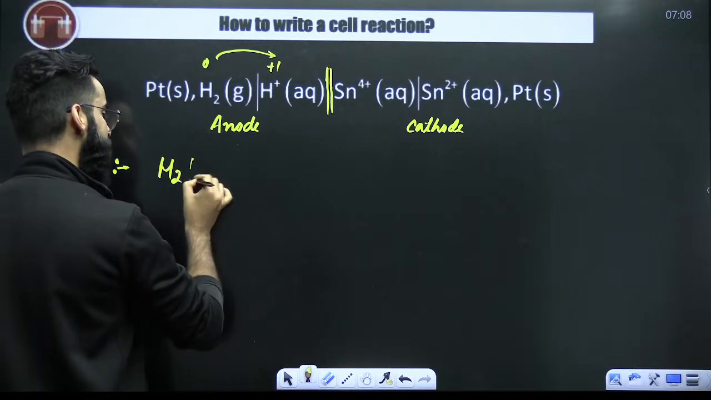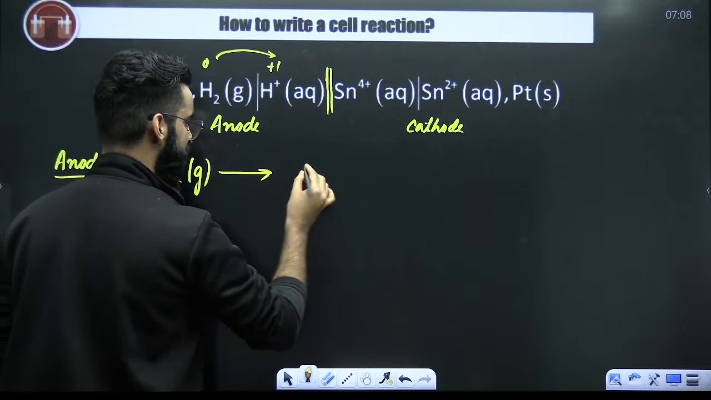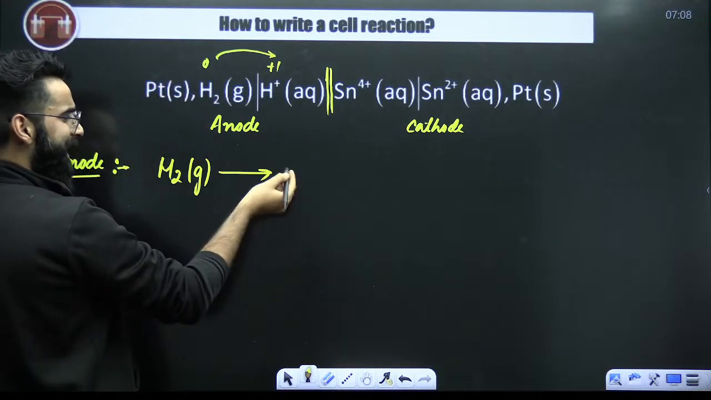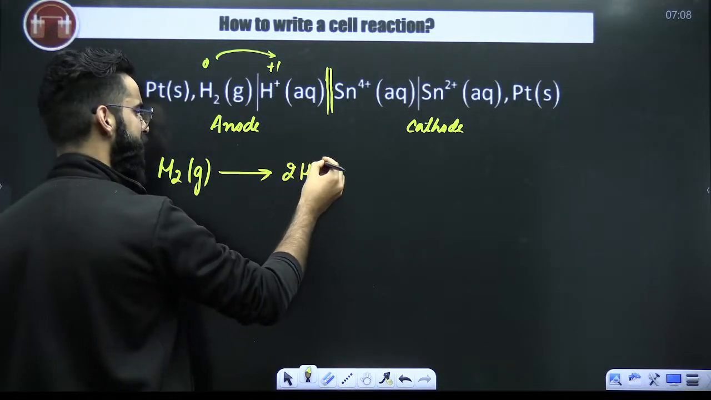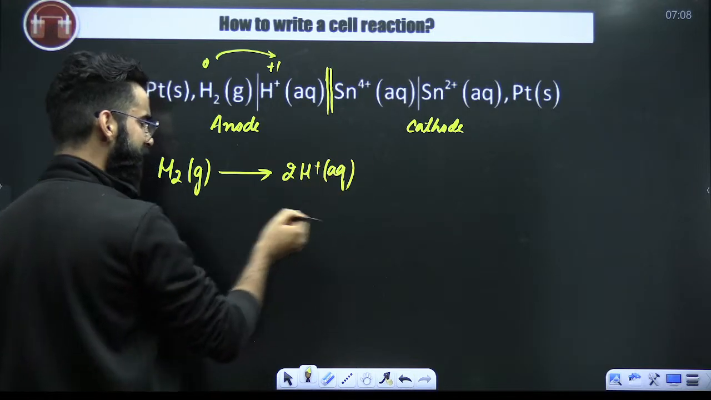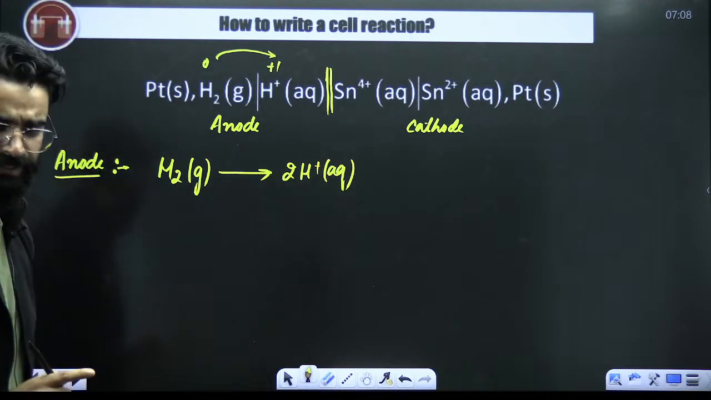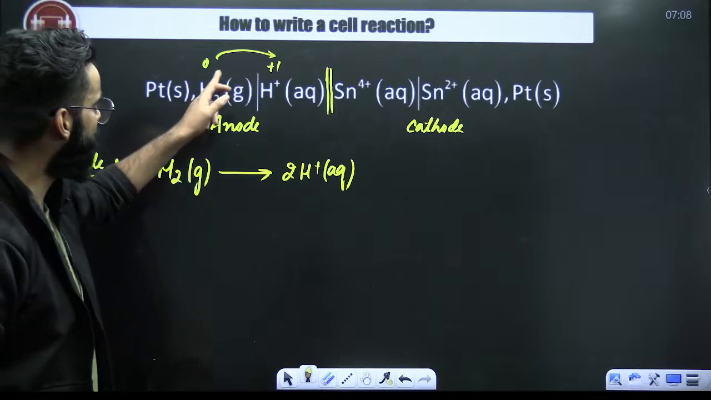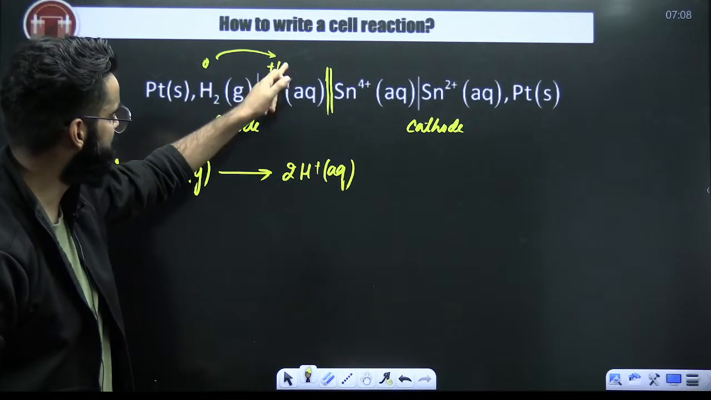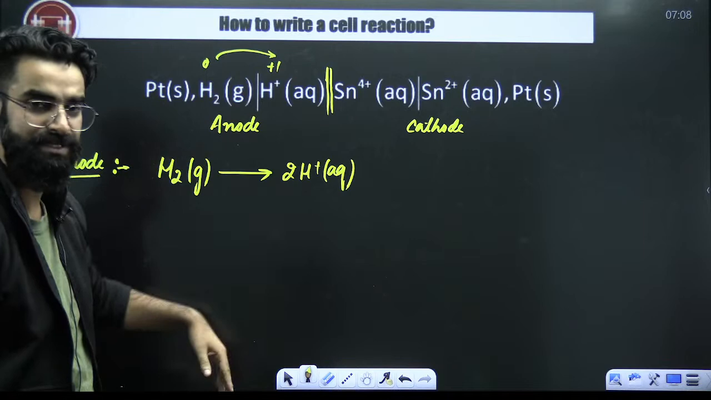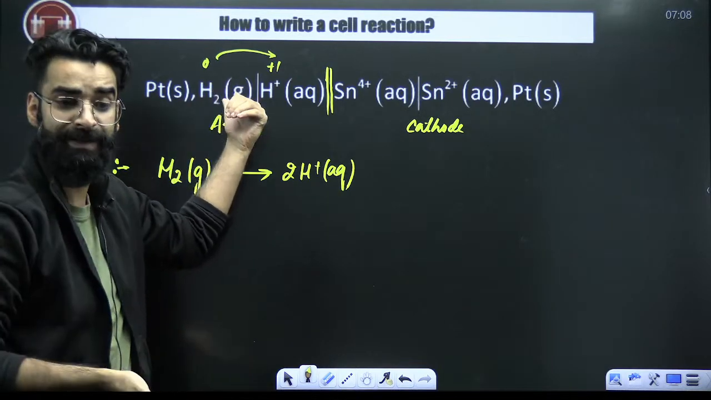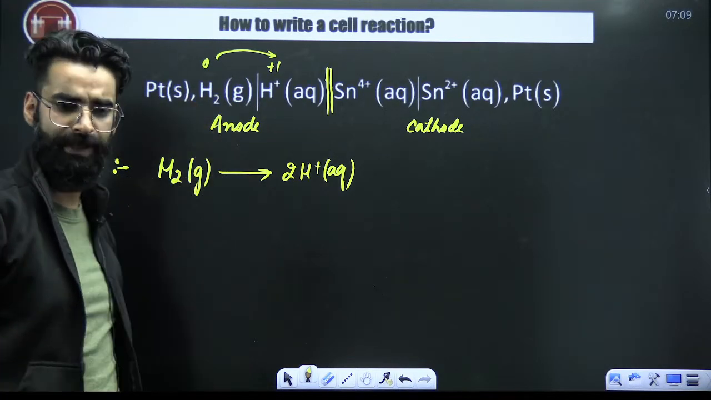At anode, H2 gas has to get converted into H positive. But should I write H positive or 2 times H positive? Absolutely, I should write 2 times H positive, because this is H2. Now, when H2 is getting converted into H positive, 0 to plus 1, increase means oxidation, loss of electrons. So H2 has to lose some electrons, then only it will get converted into H positive.